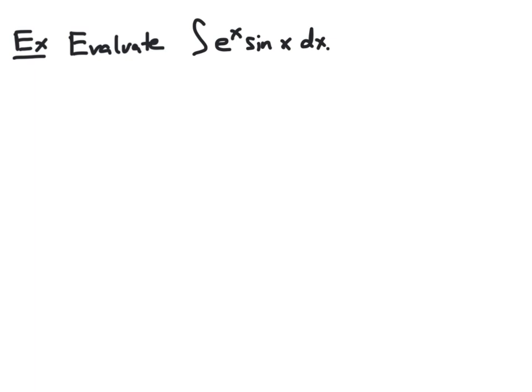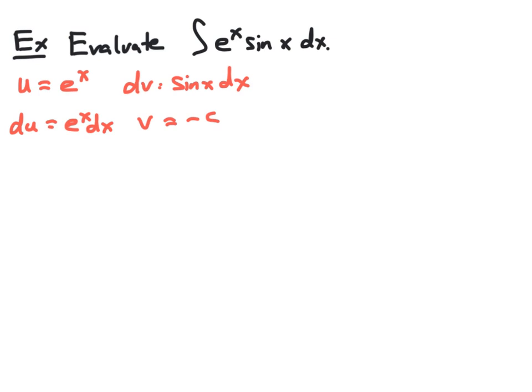Our first step is to pick u and dv for our particular integrand, and here we have e to the x and sine x, both of which are easily differentiated and easily anti-differentiated. And so we'll go ahead and just pick u to be e to the x and dv to be sine of x dx. And of course, that means that du will be our derivative of e to the x, which will just be e to the x dx, and v will be the antiderivative of sine of x, which is negative cosine of x.